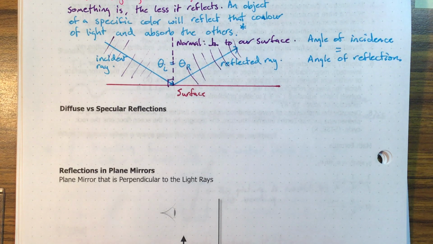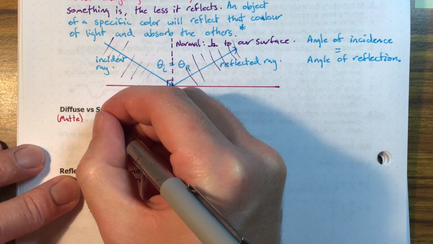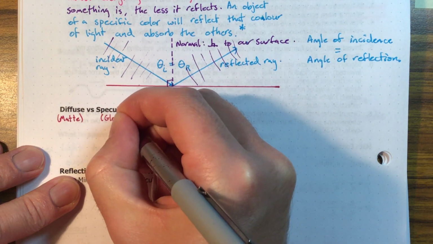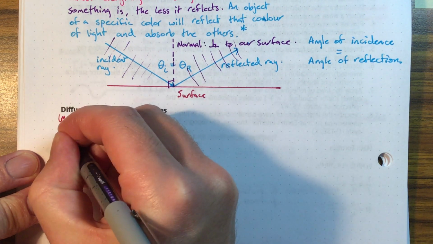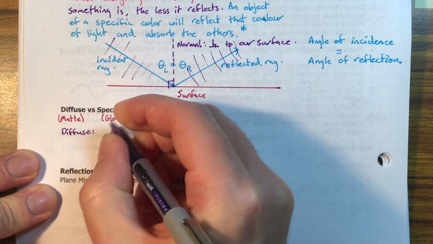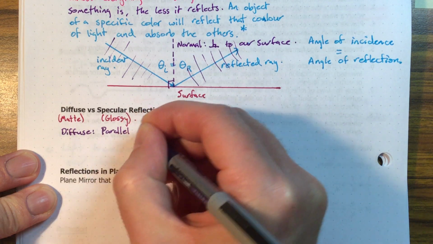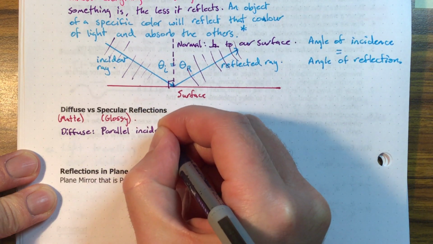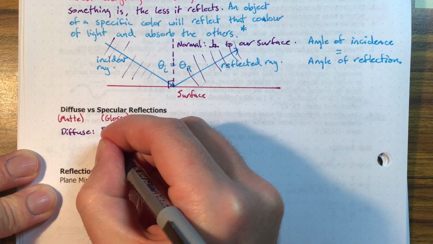Right, diffuse versus specular. Two words that you should know. Diffuse is like matte finish. Specular is like glossy. In a diffuse surface, the reflected rays don't come out parallel. So in a diffuse surface, parallel incident rays are not reflected parallel.